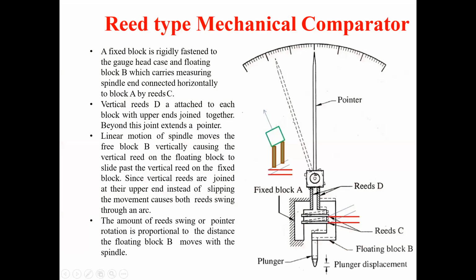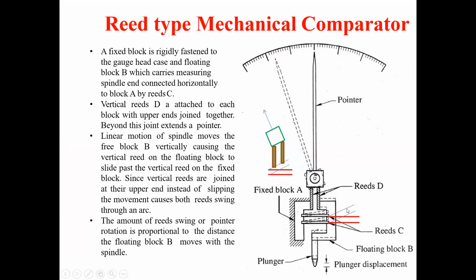Okay. Next one is reed type mechanical comparator. In this case, it is completely based on the reeds. These two are the vertical reeds, and here are two horizontal reeds. These two vertical reeds are called reeds D, and the horizontal reeds are called reeds C. And it consists of a fixed block A.